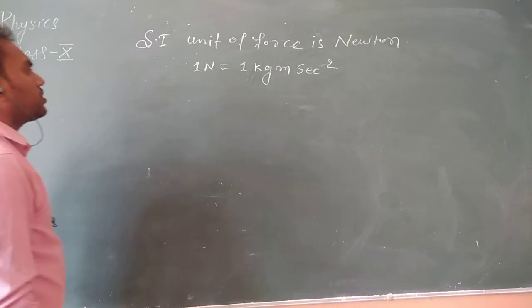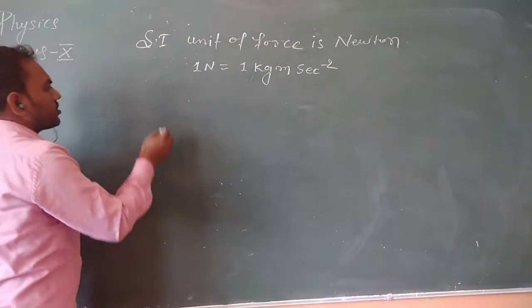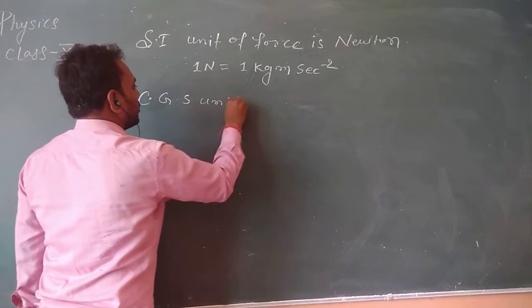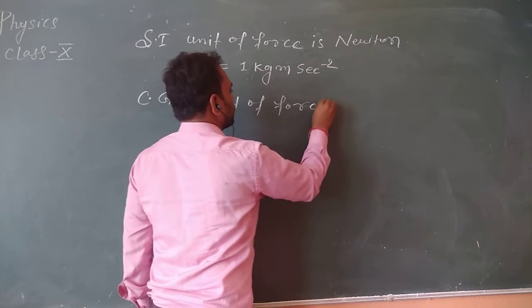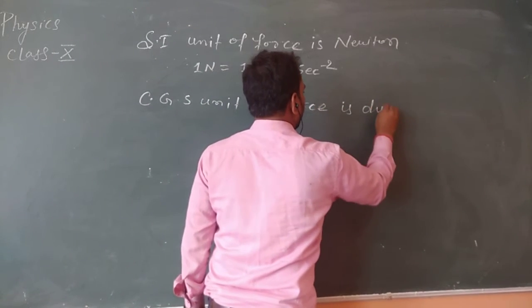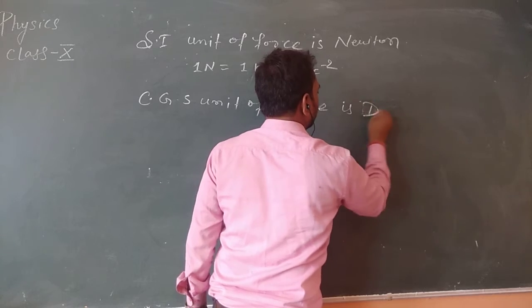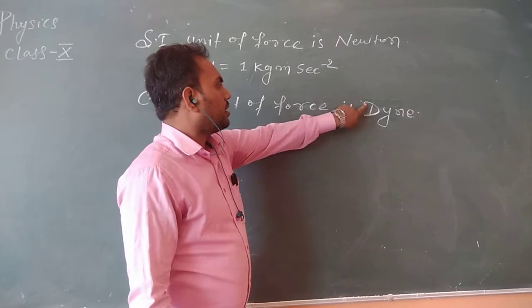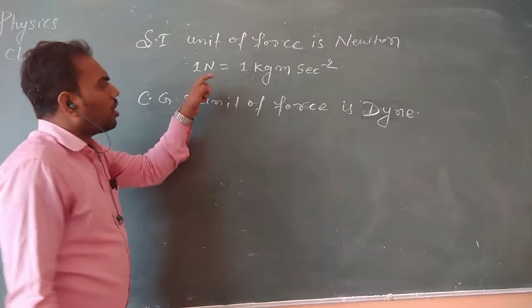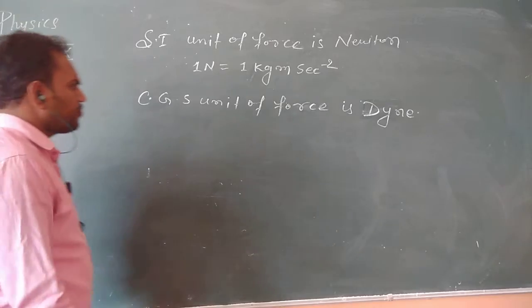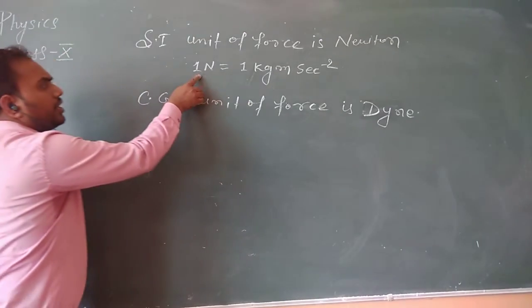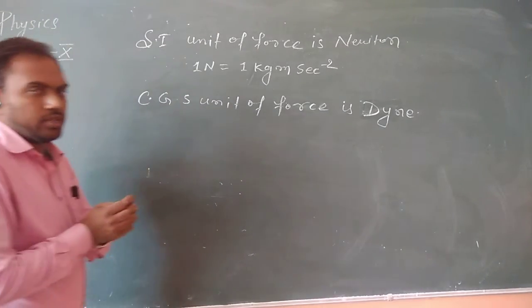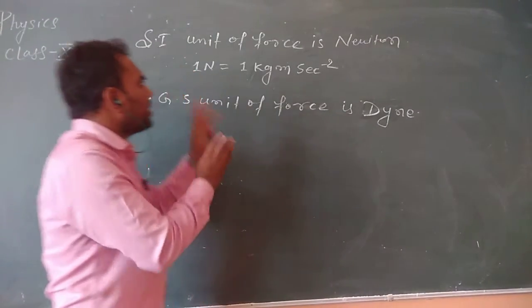So what is the CGS unit of force? The CGS unit of force is dyne. So it means that dyne is smaller than Newton. Since it is a CGS unit, it will be smaller than Newton, so how many dynes will come in 1 Newton?